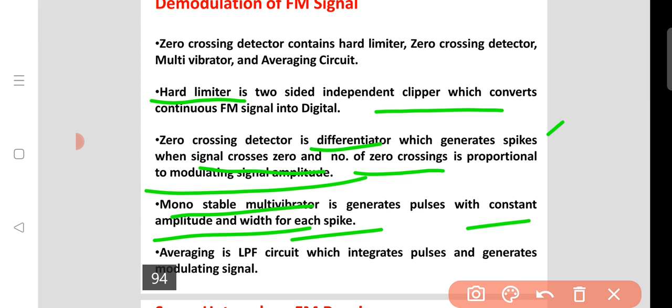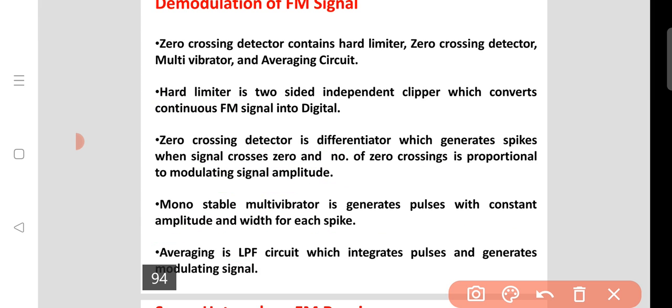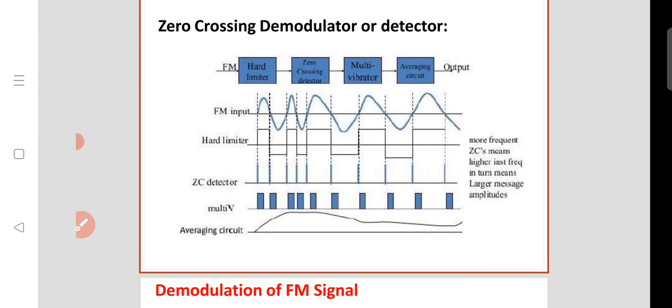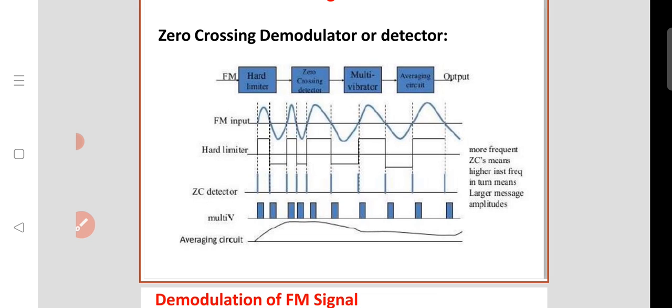Okay, then it is fed to the averaging circuit, meaning a low pass filter circuit, which integrates the pulses and generates the modulating signal, because we know the low pass filter acts as an integrator and the high pass filter acts as a differentiator. So the averaging circuit, meaning the low pass filter, integrates the pulses and generates the modulating signal accordingly. In this way, the zero crossing detector is working. Okay, hope you understand this topic.